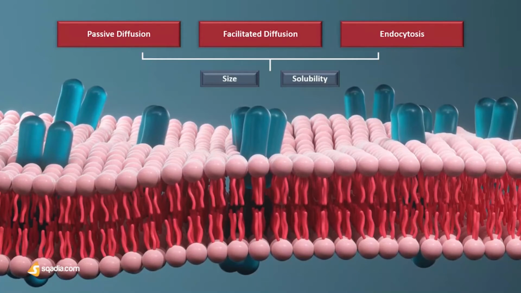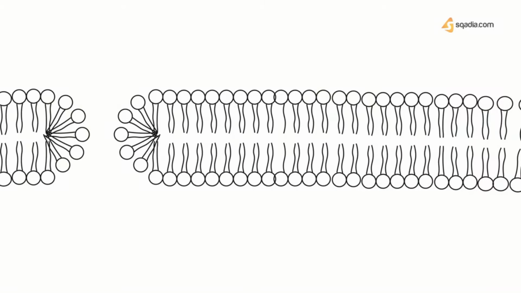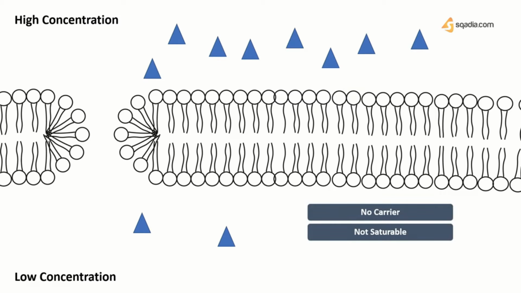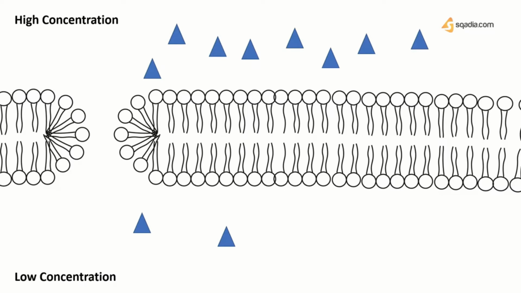When it comes to passive diffusion, the concentration gradient across a membrane separating two bodily compartments provides the driving force for passive drug absorption. In other words, the substance goes from a high concentration area to a low concentration area. Passive diffusion does not involve a carrier, is not saturable, and shows low structural specificity. This mechanism is responsible for the absorption of the majority of drugs.